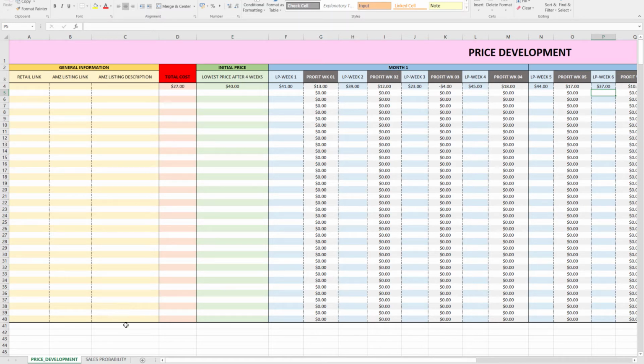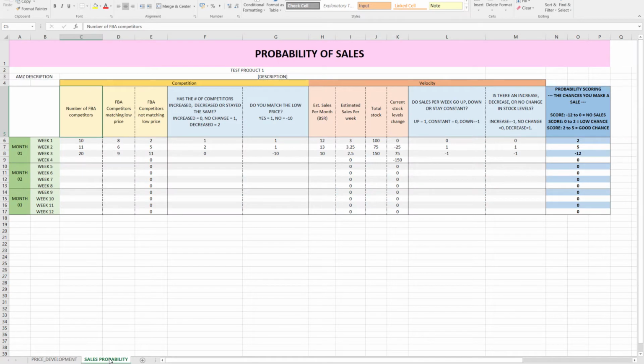So next up is sales probability. What I mean by sales probability, or probability of sales, is that it's not definite, because I've simplified it a bit, otherwise you'd have a sheet that would go on forever. It's too complicated to try to guarantee sales, so that's why I've limited this to the probability of sales.